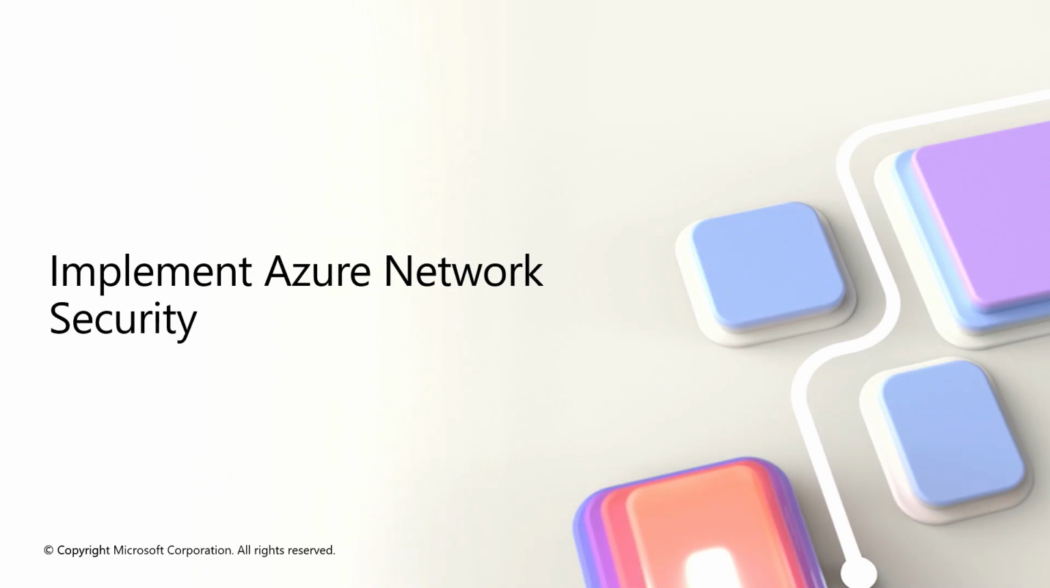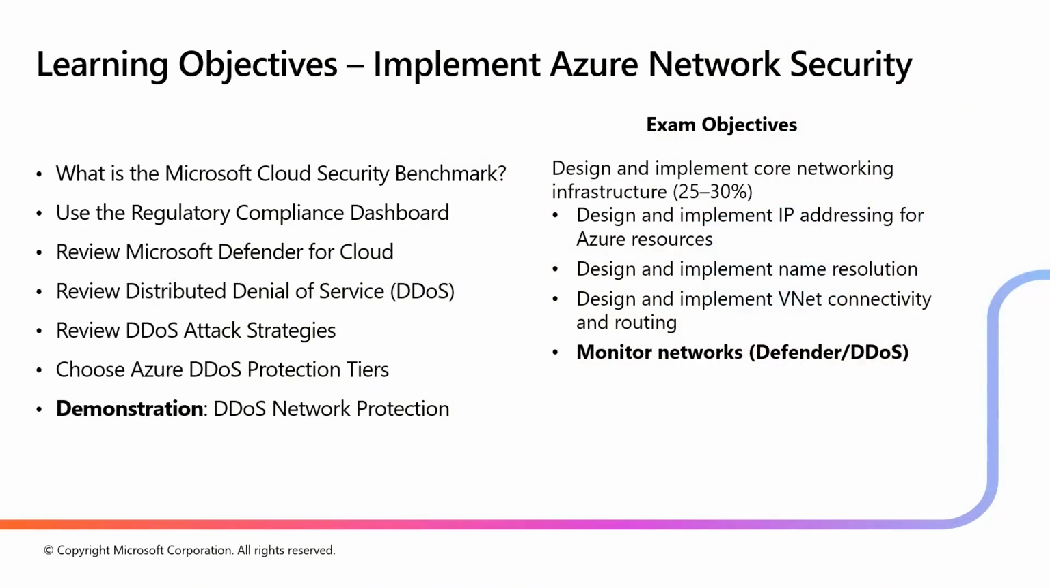In this section, we are going to talk about implementing Azure network security. We're going to learn what the Microsoft Cloud Security Benchmark is, use the Regulatory Compliance Dashboard, and then talk about DDoS, or Distributed Denial of Service, some attack strategies, and how to choose the right protection tier.